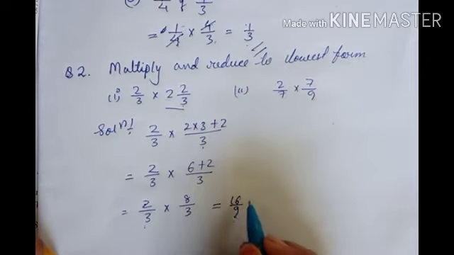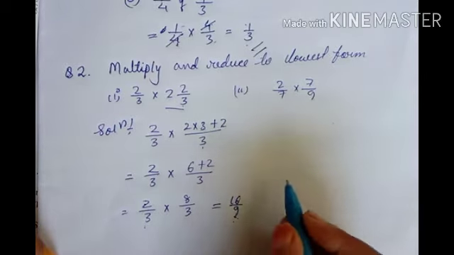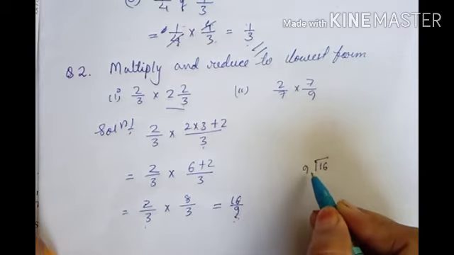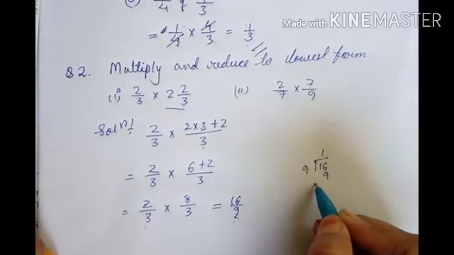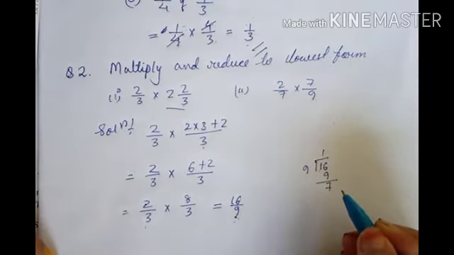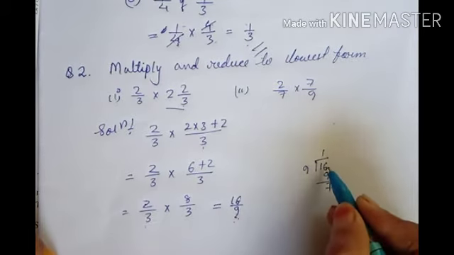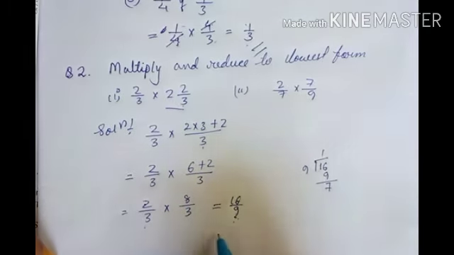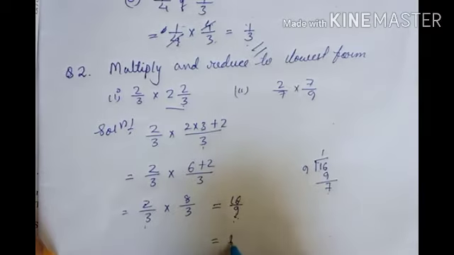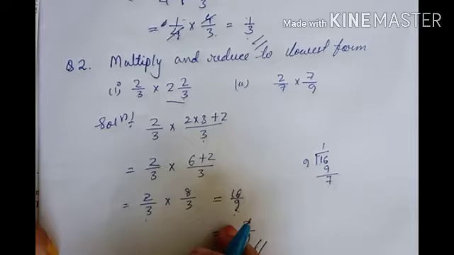Now because this is an improper fraction, you will convert it to a mixed fraction. How will you convert? By dividing. 9 ones are 9. Now 16 minus 9, how much will you get? 7. How will you write this as a mixed fraction? First write the quotient 1, then the remainder, then 9. So 1 and 7 upon 9 is your answer.